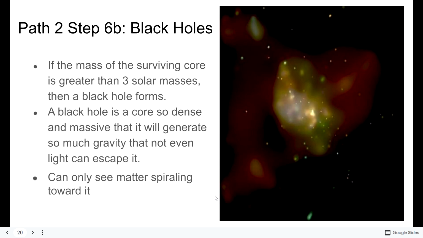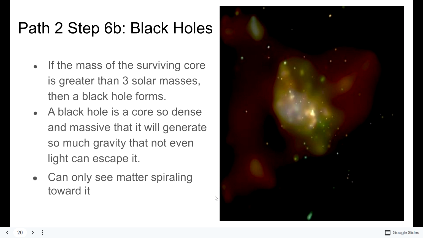Black holes cause problems because they have so much gravity that they suck in everything around them, including light. Nothing escapes a black hole. It all just spirals down towards the center of it, towards that core, and gets sucked into it. This is the life cycle of a star.